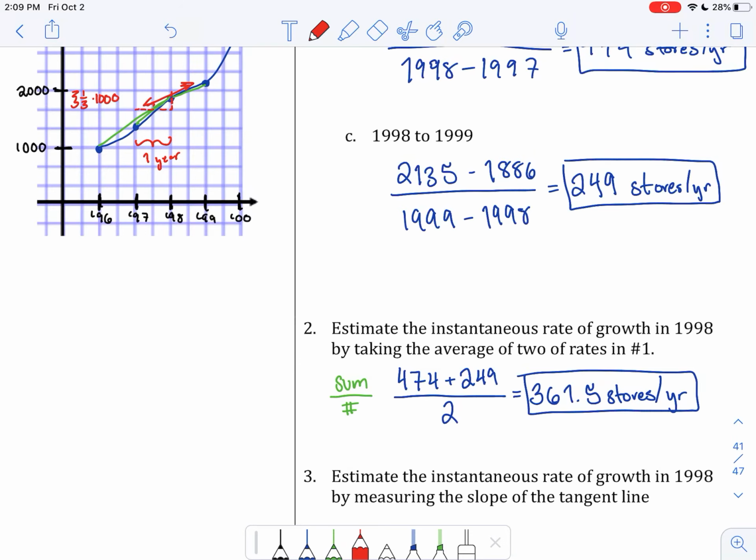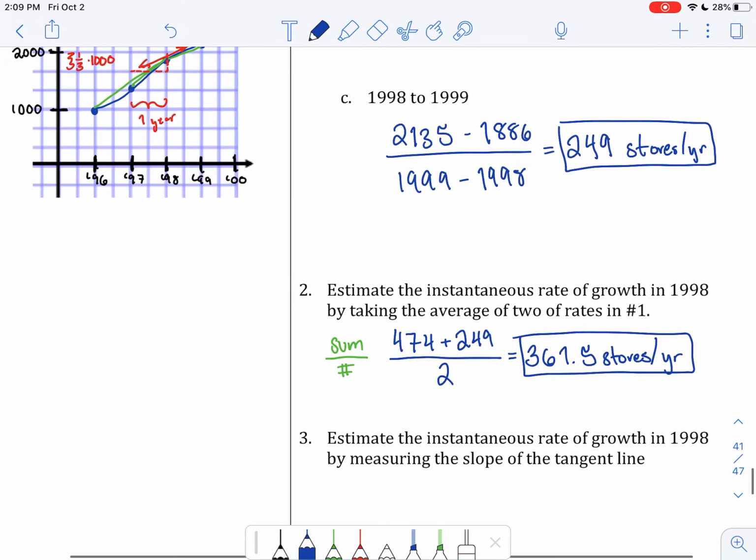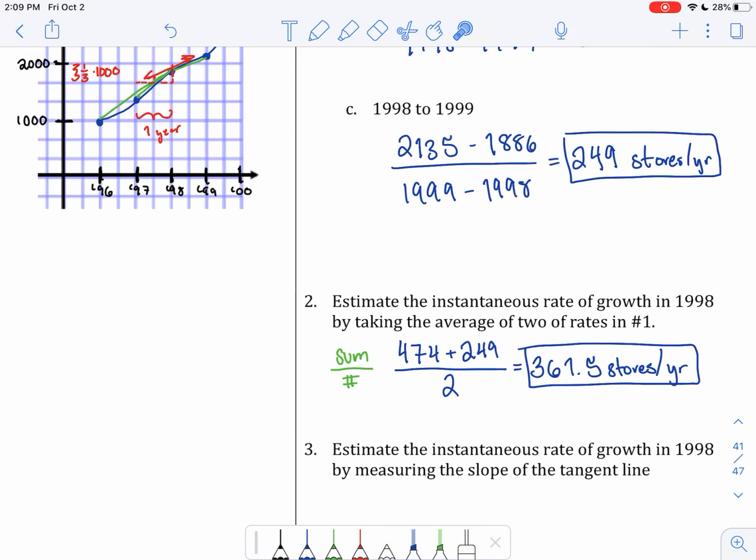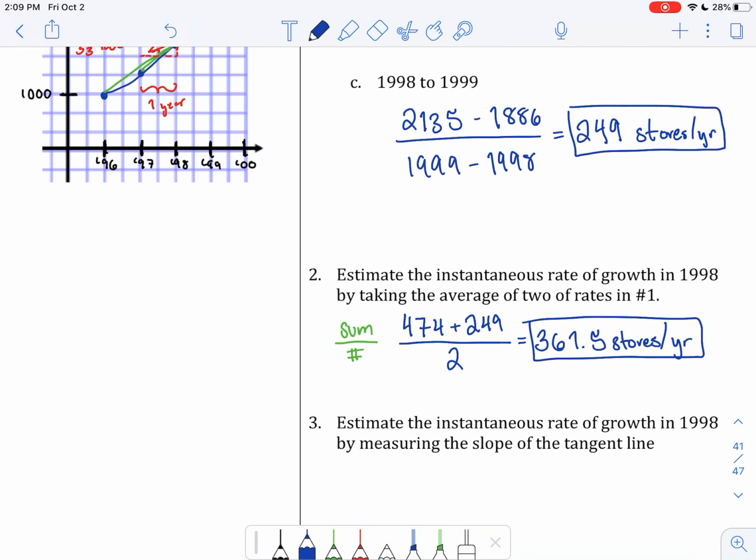So make sure you're paying attention to what your spaces represent versus how many dots there are. Because here it looks like over 2, up 1. But we're really going over 1, up 333 approximately stores per year, since it's a third of 1,000.